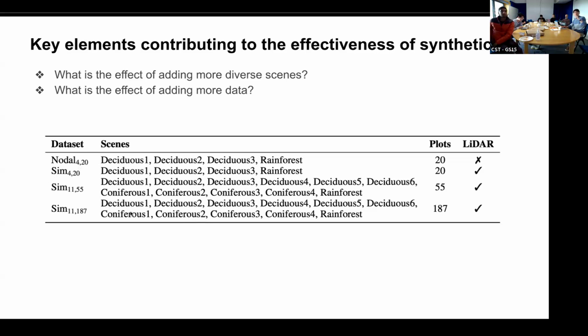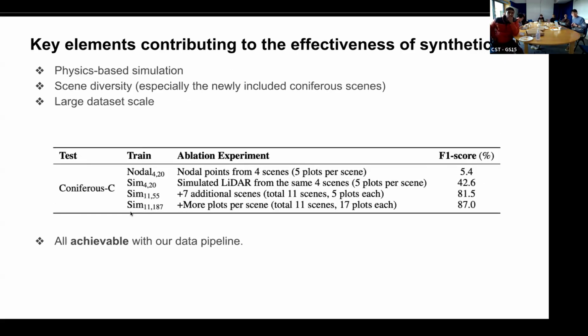And the last row is about how we still have the same number of scenes, 11 scenes, but for every scene, we're extending the simulated plots from 5 plots to 17 plots per scene. So in total, we will have 187 plots. So this data set is designed to validate how every element contributes to the effectiveness of synthetic data.